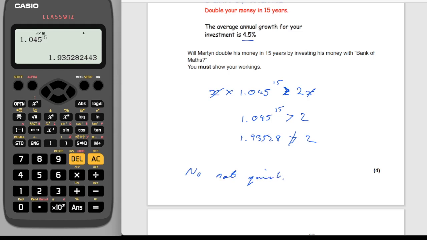There is nothing wrong with, and you would still get the full marks if you made up an initial investment and then worked out whether it would be bigger. But I would suggest that that's probably a more direct way of doing it.